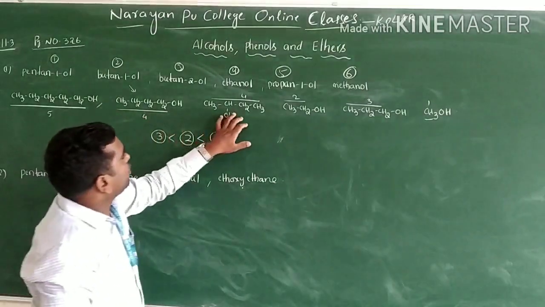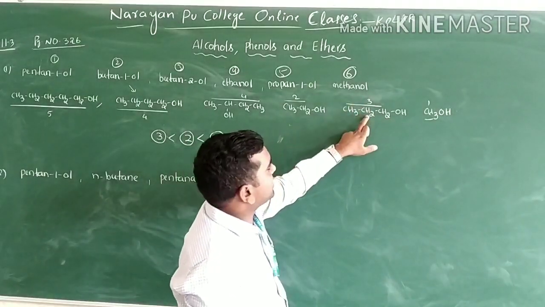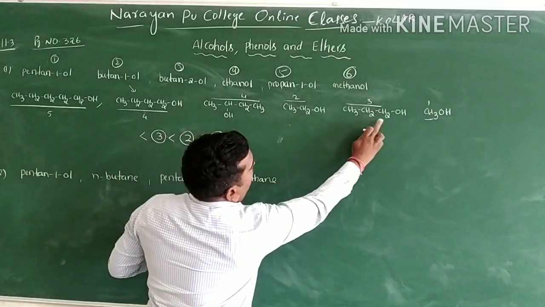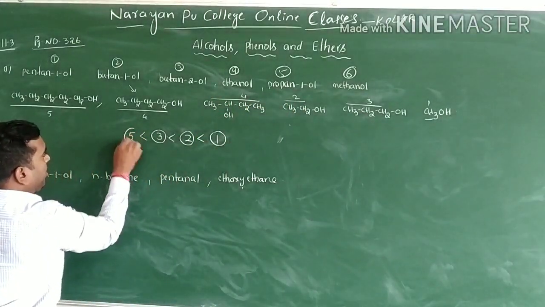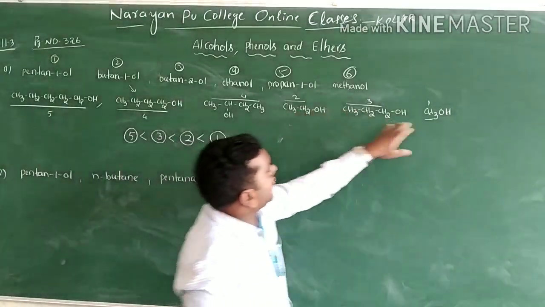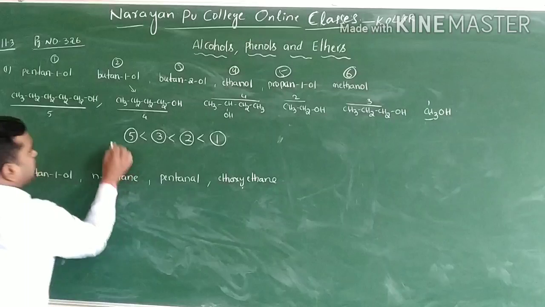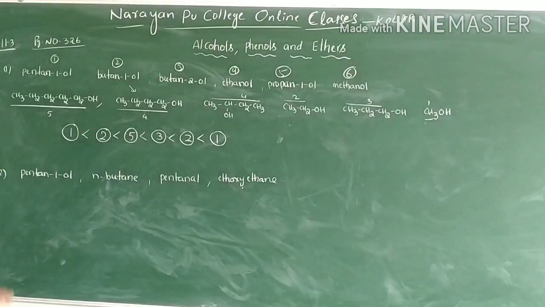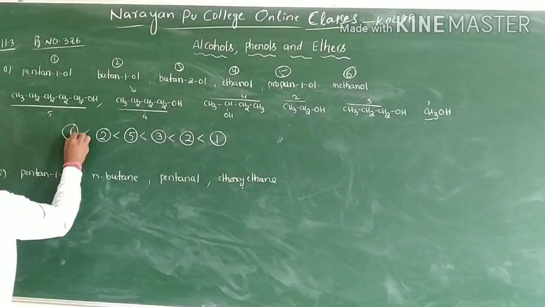Next one. 5 carbons, 4 carbons over. Next one. 3 carbons will have highest boiling points. Next one means here propanol. Propanol means where it is. This is 5. Propanol means 5. Next one. Ethanol and methanol. Ethanol is lengthy chain compared to methanol. So next will come here 2 and last one will have the 1. Sorry. Last one methanol. Methanol means what it is 6.